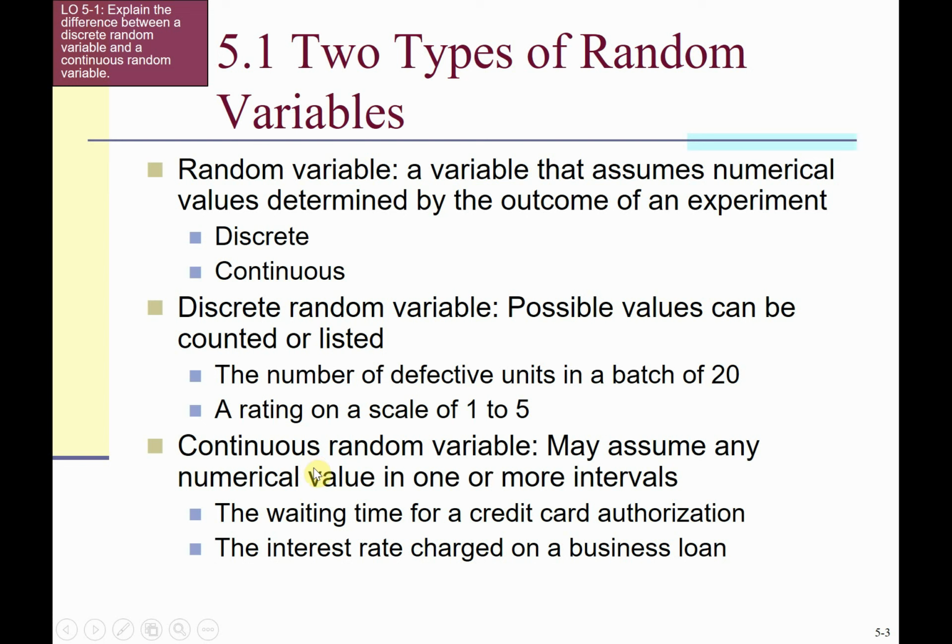A continuous variable would be something measured on a continuous scale. Time and money are very common continuous variables. Waiting time is something that you can have fractions of. If you can have a fraction, it's continuous. If you have whole numbers only, it's discrete.